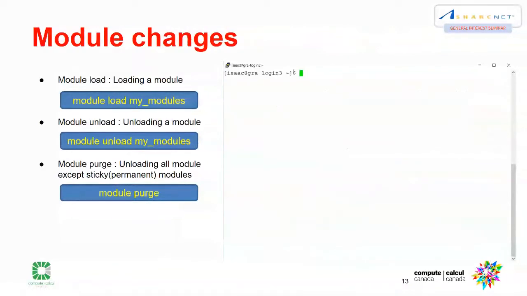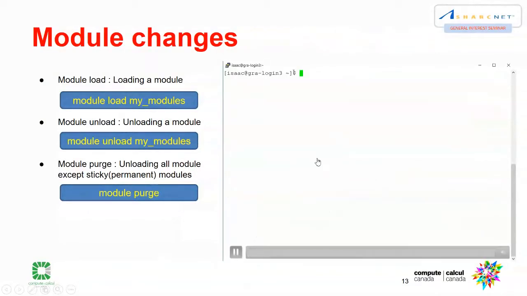Sometimes you need to change your modules. As I mentioned, there could be a couple of default modules loaded when you log on to the Graham system. But sometimes you want to change your module from Intel compiler to the GCC compiler, and sometimes come back. So you can definitely load your module using module load and module name. The module name can be found using module avail or module spider, and you can unload your targeted module from your list of modules.